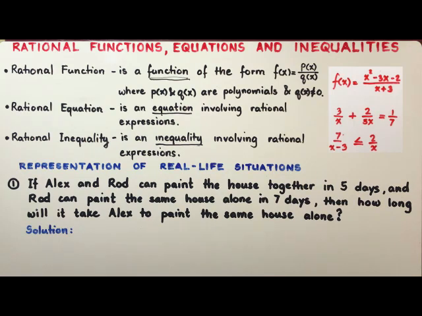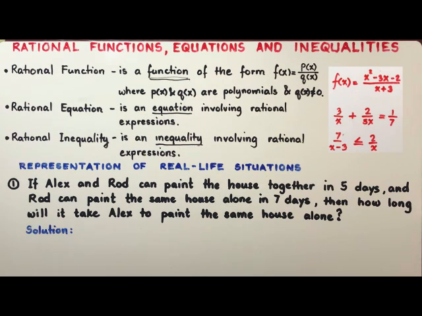Now, at this point, I will be representing real-life situations, real-life scenarios, phenomena that can be modeled by these three. So, here are some of the situations that can be modeled by rational functions or rational equations or rational inequalities. Number 1: if Alex and Rod can paint the house together in 5 days and Rod can paint the house alone in 7 days, then how long will it take Alex to paint the same house alone?